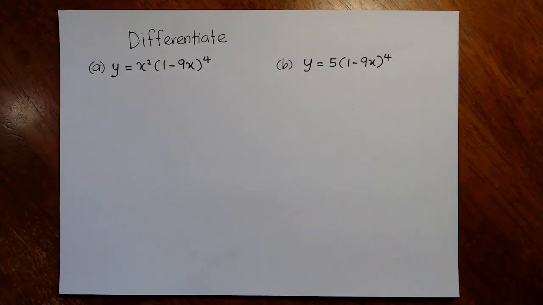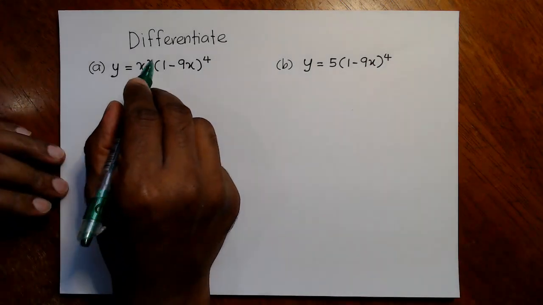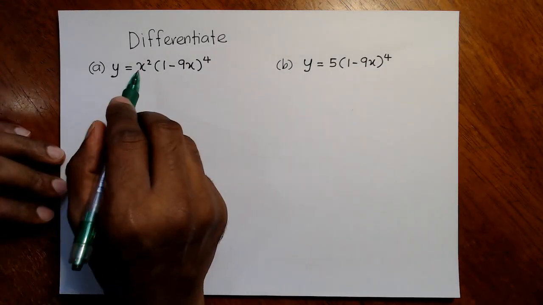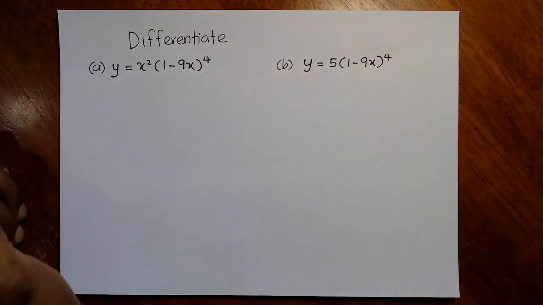Hello guys, here we have another question where we want to differentiate, but we have two questions here and we want to learn something very important from here. Right, let's look at A first. The question says differentiate. Right, so here we have a bracket where we cannot expand and we have x outside here, so we have to use product method.